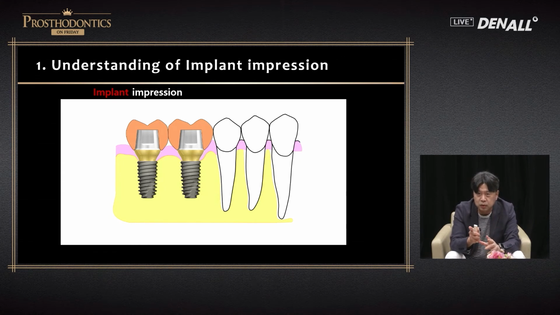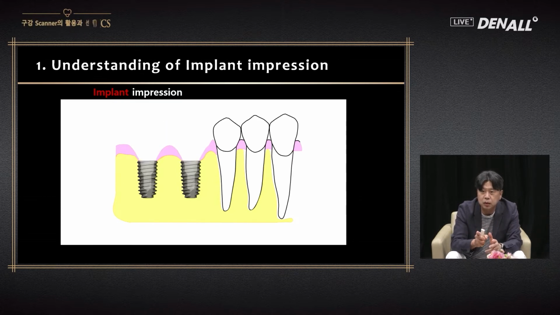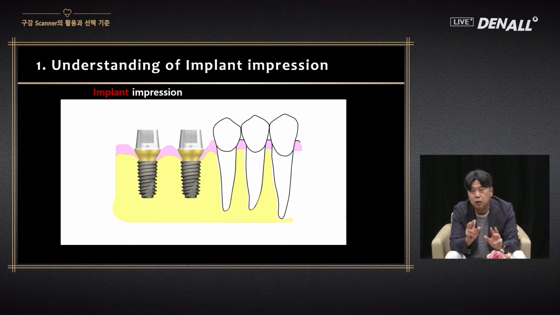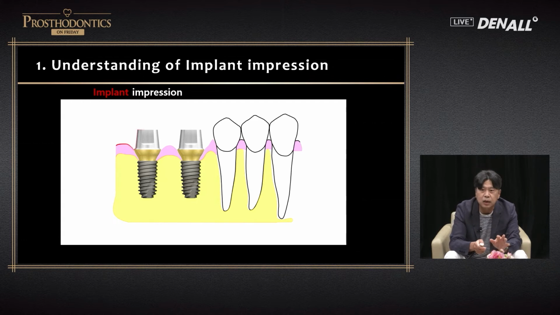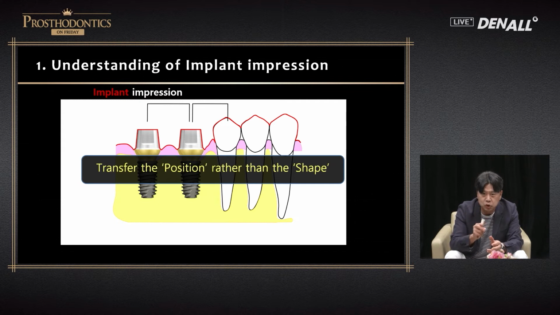To fabricate these, impressions are taken. What we need is the depth and position of the implant placed, up to the relations with the gingiva. We don't care what will be on top of them because the superstructure will be selected after the impression is taken. We can select a stock abutment or custom abutment befitting the patient. It can be designed and printed out. So compared to analog impression, digital impression is acquiring the positions and the relations. It transfers the position rather than the shape. That is the characteristic of the digital impression.